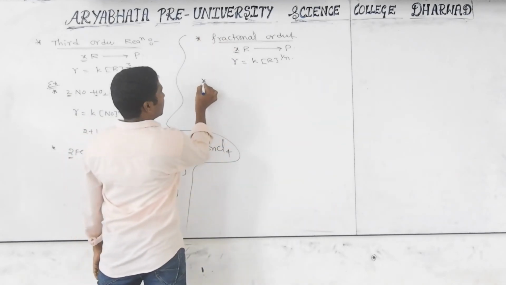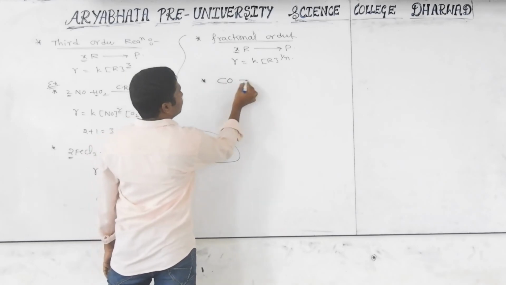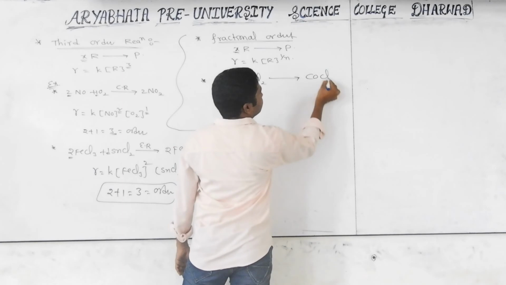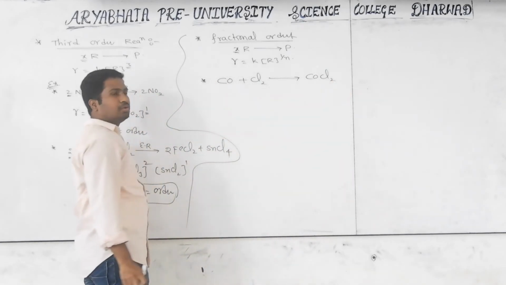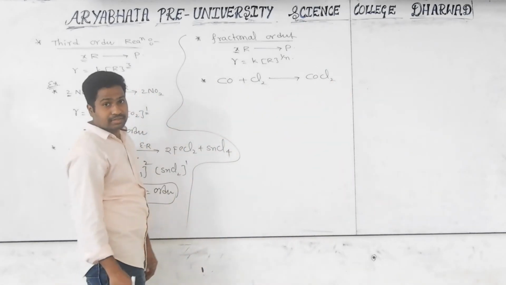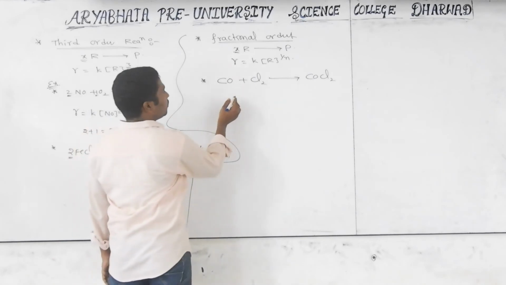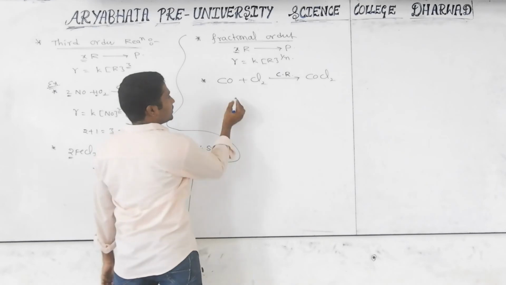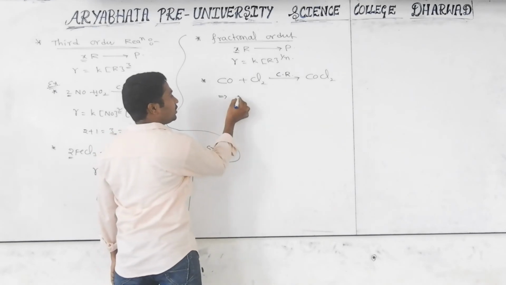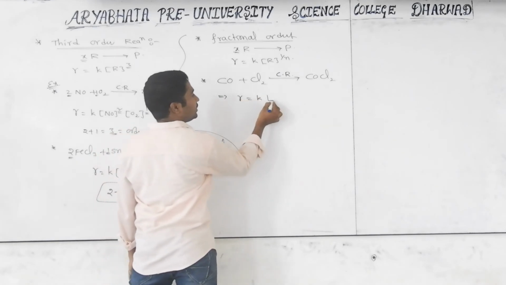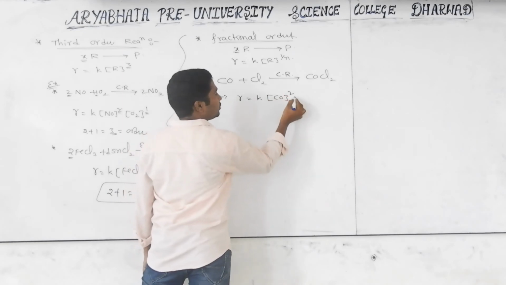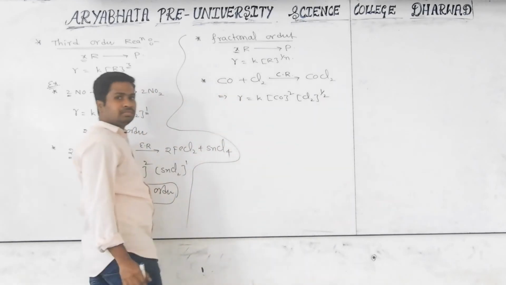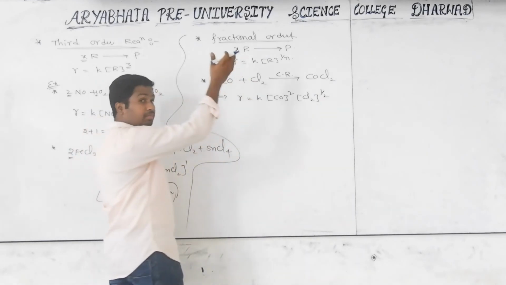I will give you one example. You take CO plus Cl2, we are getting COCl2. Carbon monoxide plus chlorine, we are getting phosgene gas, carbonyl chloride. Okay, it is a complex reaction, and the rate law is an experimental value. I am writing R equals K into the concentration of CO power 2 and the concentration of Cl2 power 1 by 2. A complex reaction takes place in more than one step.